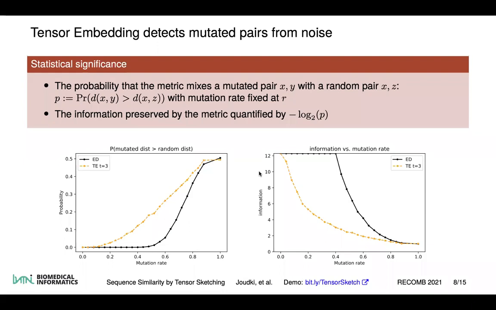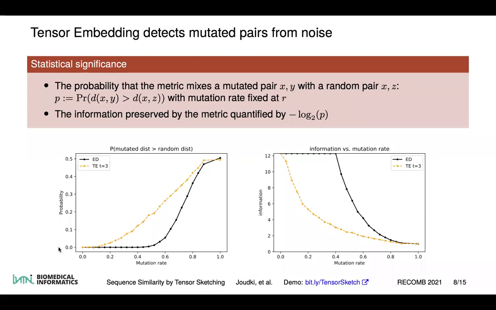And if it's not working well, they could be seen completely as random, which means there is a 50% chance of being more or less than random. And this plot is exactly showing that. So for the left plot, the x-axis is the mutation rate, the y-axis is the probability of basically detecting it as random or not.